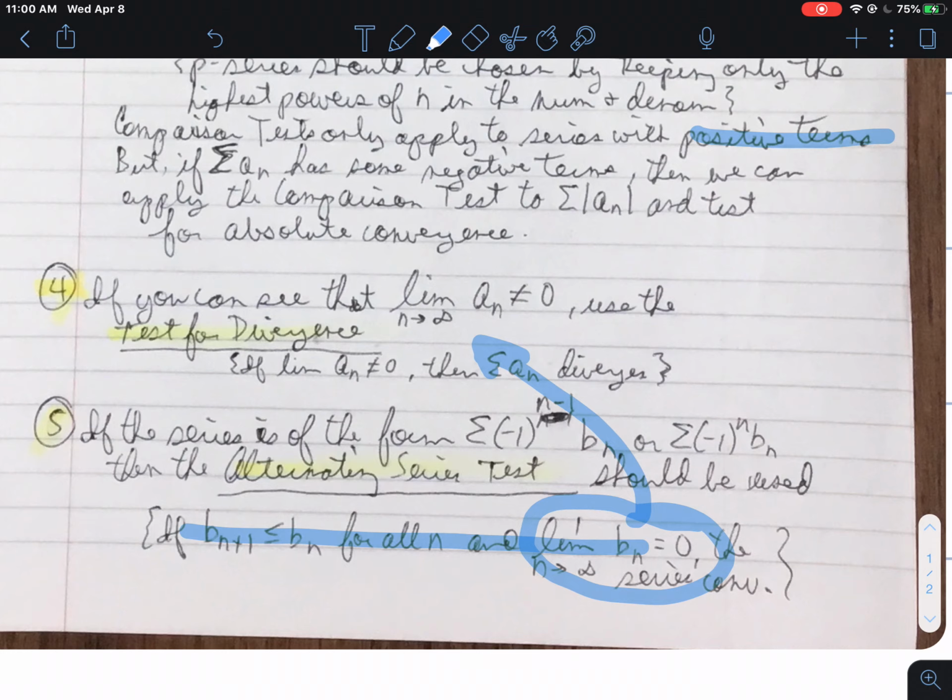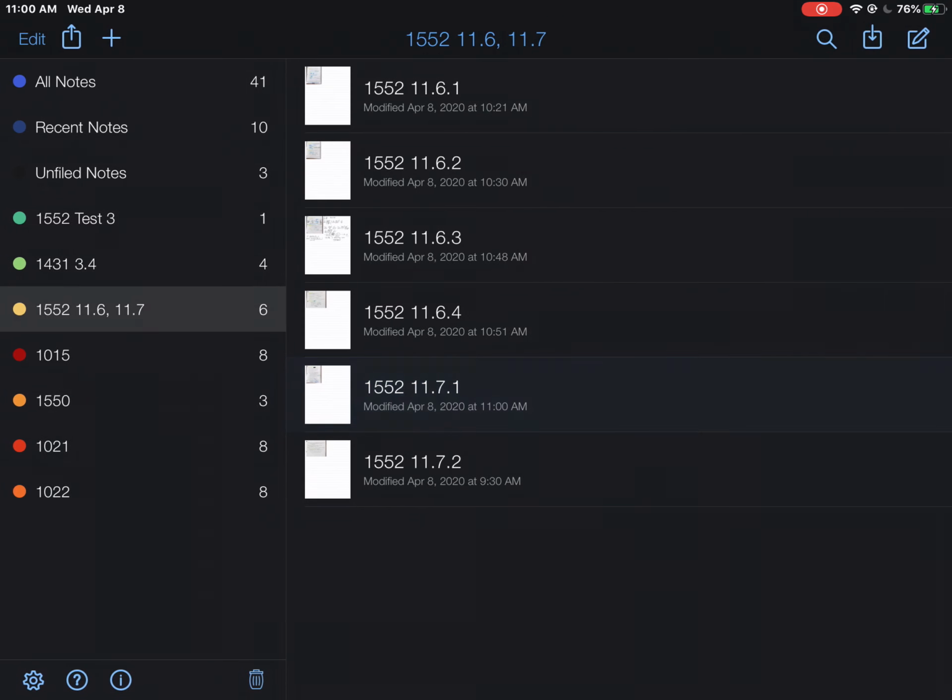The only thing you can make a determination of with the alternating series test is that a series is convergent. You can never use the alternating series test to say that a series is divergent, because all it says is if you meet these two requirements, you have a convergent series, and that's it. So be careful there. Don't read more into it than what it says.